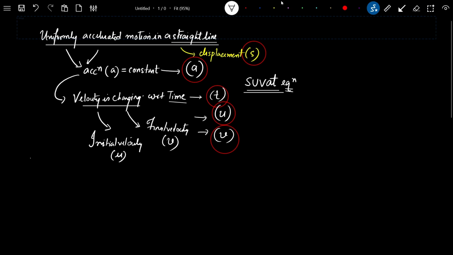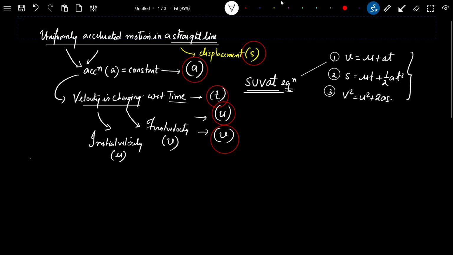And what are the Suvat equations of motion? We have three equations. Final velocity is equal to U plus AT. That's how children memorize it. V equal to U plus AT. S equal to UT plus half AT square. And the third one being V square equals U square plus 2AS. So these three equations, don't just randomly go and apply them. Always read the scenario. If the scenario is of uniform acceleration and the motion is in a straight line, yes, Suvat is the equation you can apply.